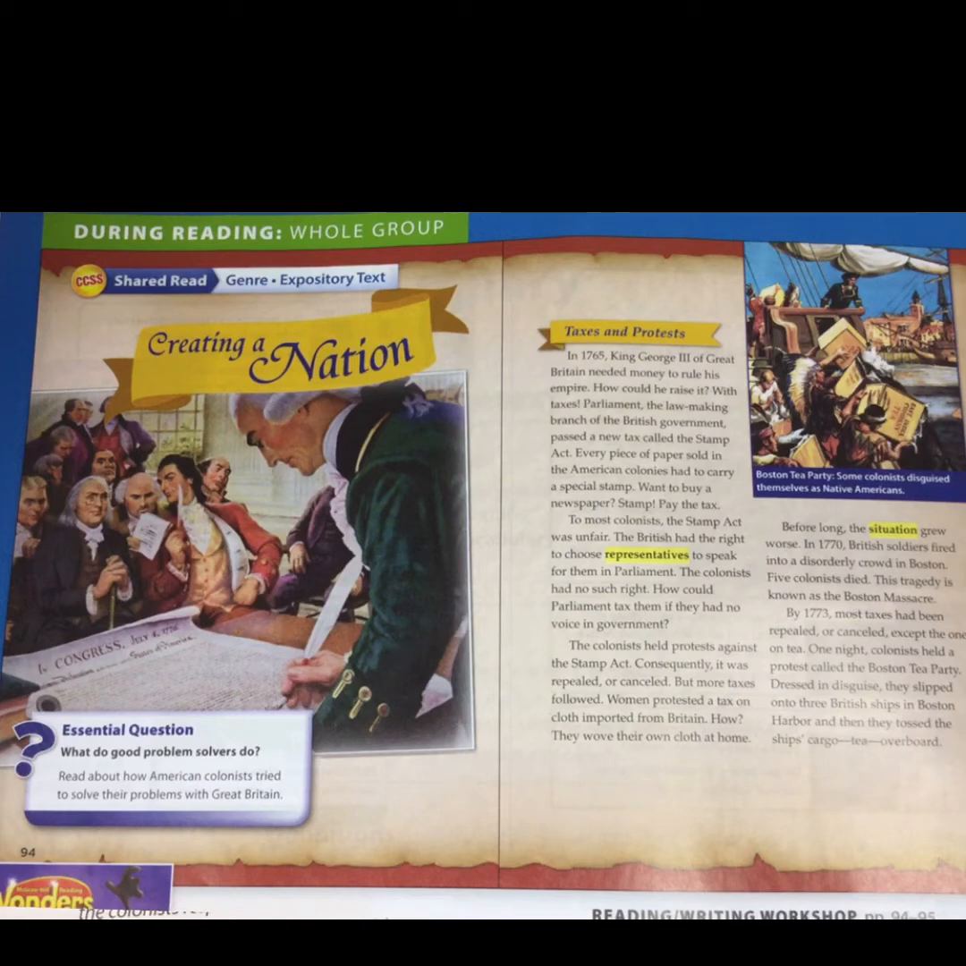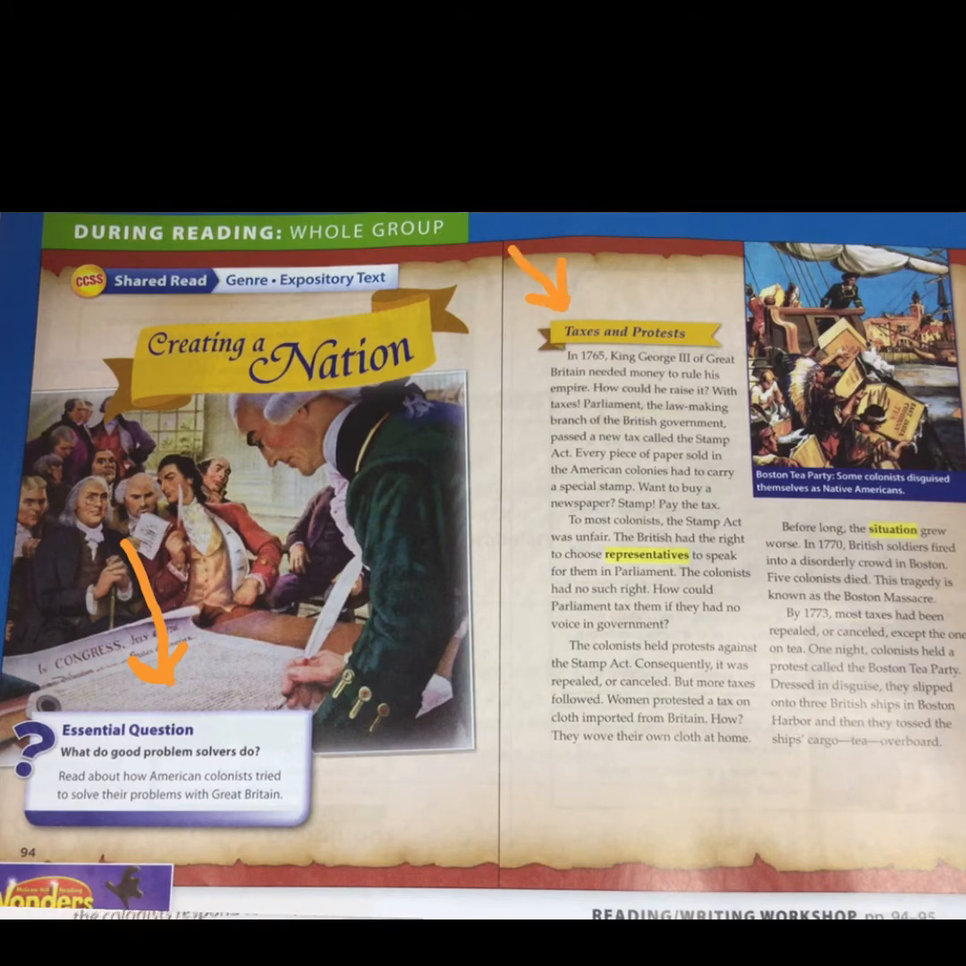Unit 2, Week 1, Shared Read, Genre: Expository Text, Creating a Nation. Let's take a look at the essential question first. What do good problem solvers do? Read about how American colonists tried to solve their problems with Great Britain. Let's begin.